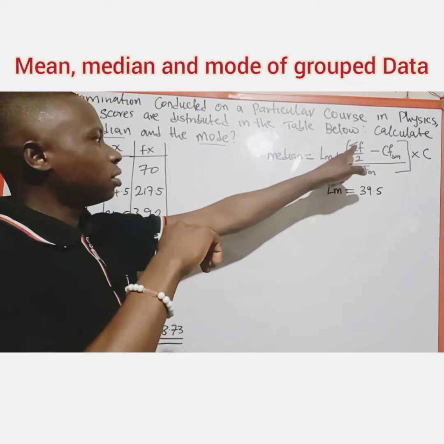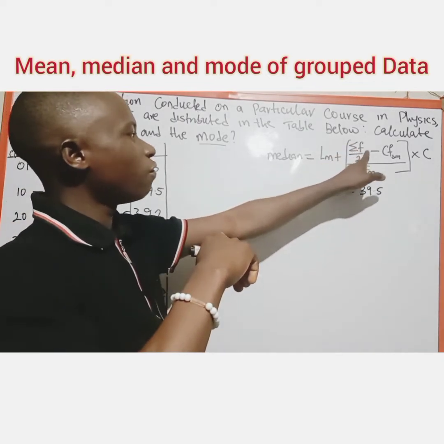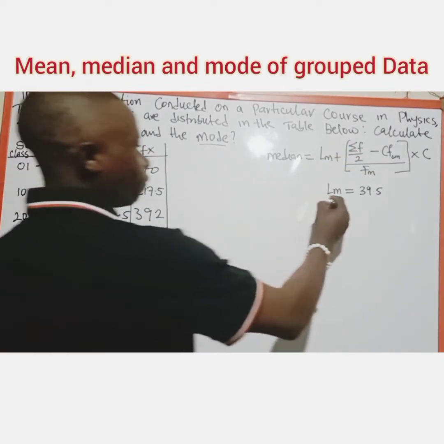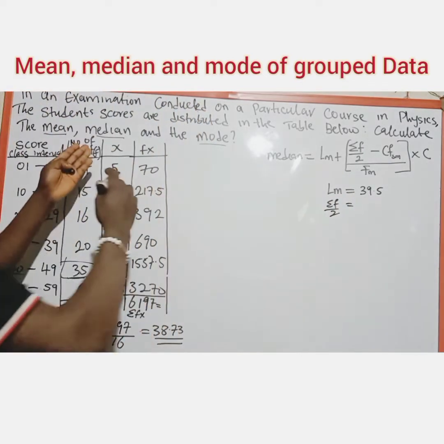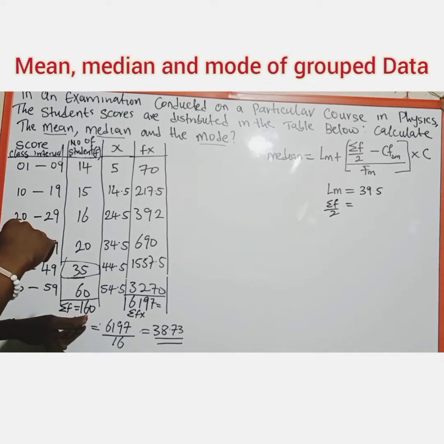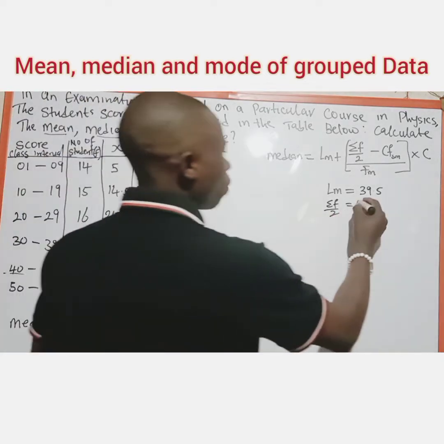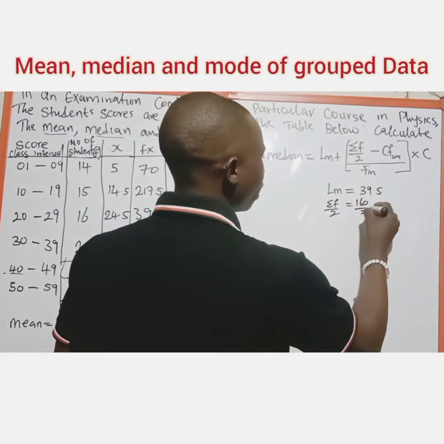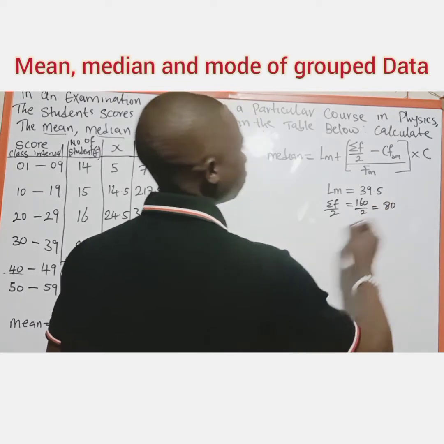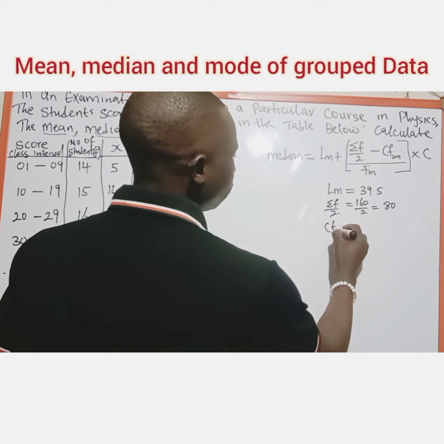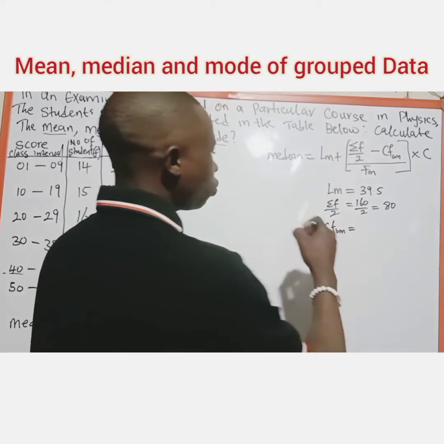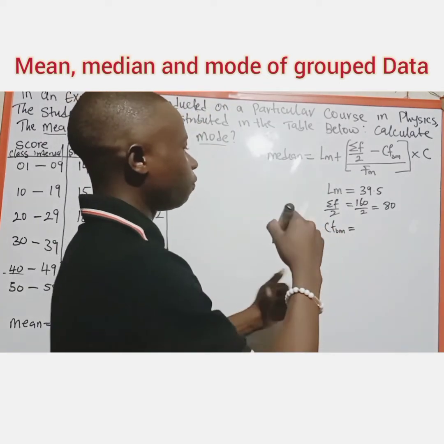So let us find the next one, which is summation of f over 2. Summation of f over 2 is equal to the summation of my frequencies, which is 160. So 160 divided by 2 will give me 80. So the next is the cumulative frequency before the median. How are we going to get our cumulative frequency before the median?